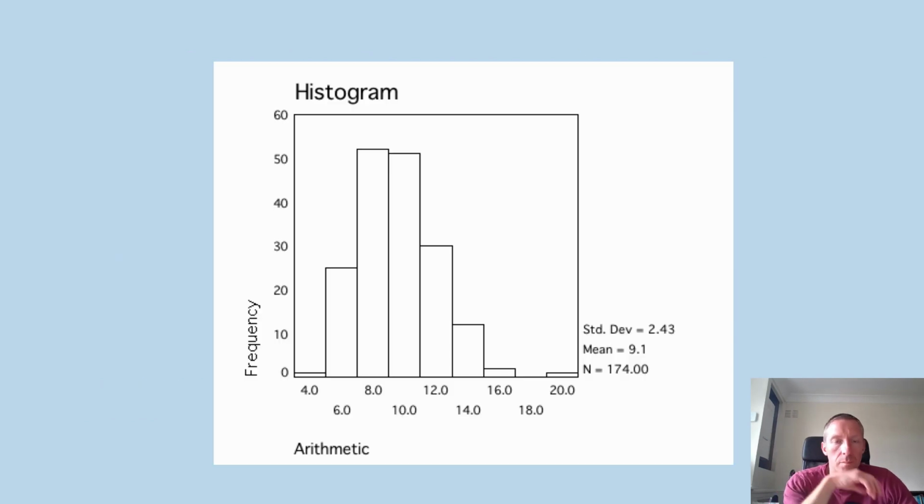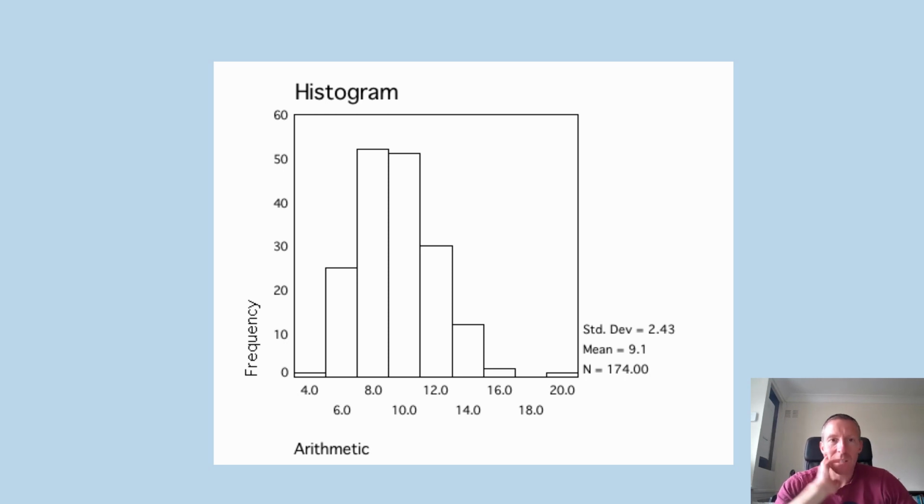Okay, so here's a histogram. This is, I think, data from some sort of arithmetic test, and on the x-axis, the horizontal axis, you've got scores on the test, I think out of 20, and then on the y-axis, the vertical axis, you've got the frequency, the number of people who got that score. So we've got a total sample here of 174, n equals 174, with a mean score on the test of 9.1, a standard deviation of 2.43.